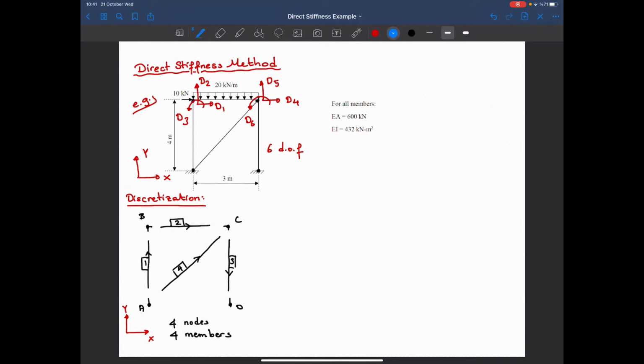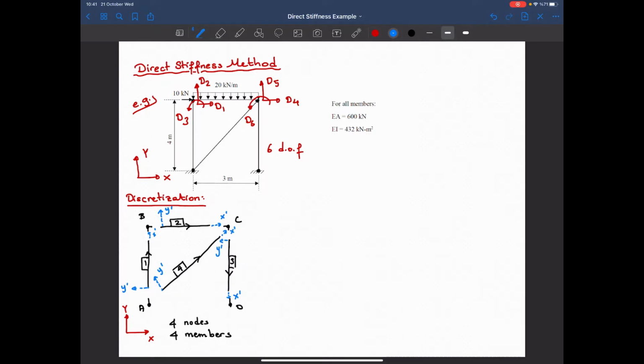So when I define the members this way, this will be the local X prime of the first member, this will be the local Y prime. Let's show for every member: X prime, Y prime, X prime, Y prime, and for this one this is X prime and this will be Y prime. Okay, so these are the local axes of every member.